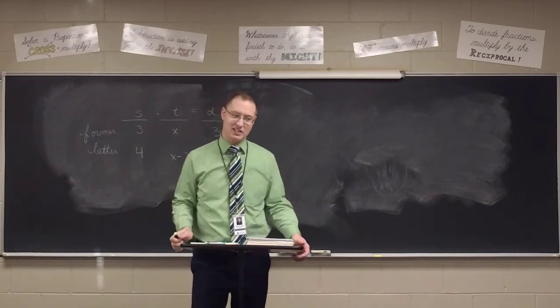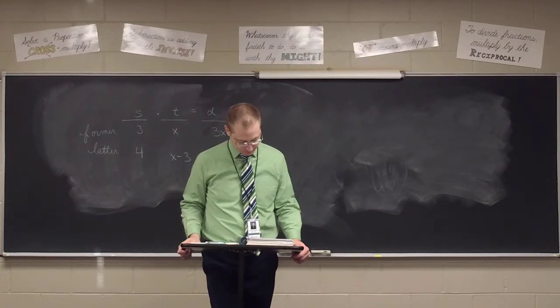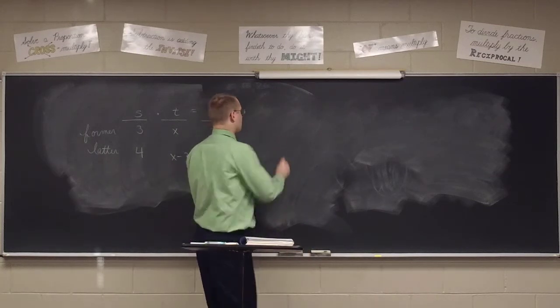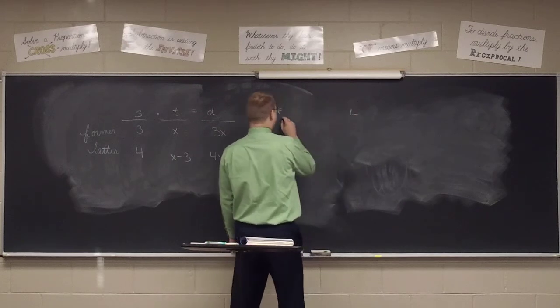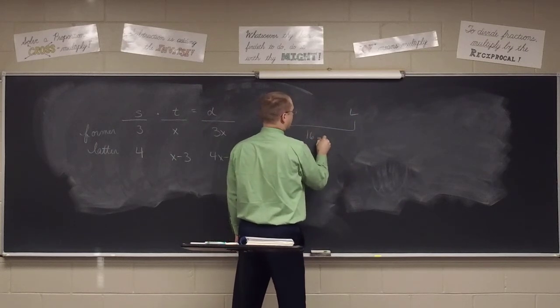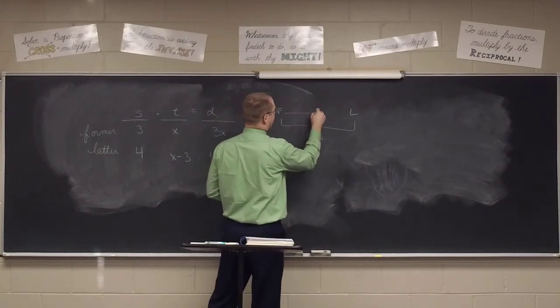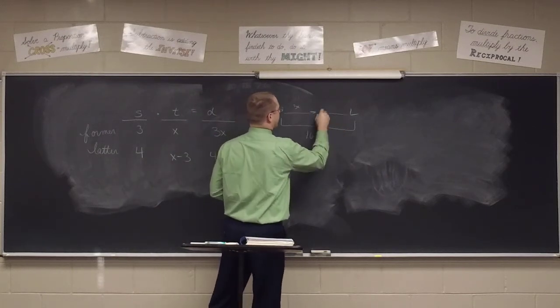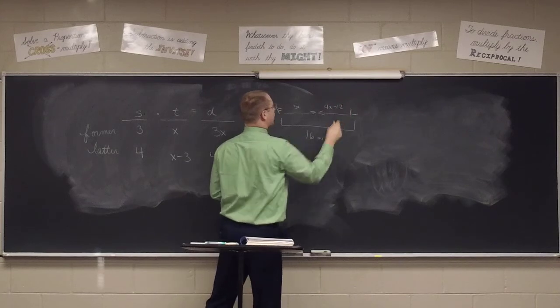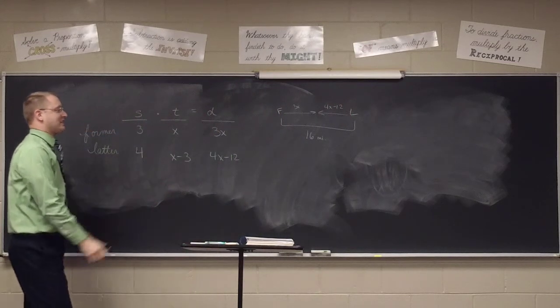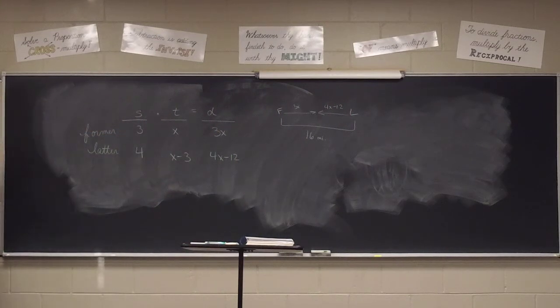Now, there's one number we haven't used yet. What's that last number, Brecken? Back to you. 16 miles. So, former and latter are 16 miles apart, and they must be together. So the former walks 3x miles. The latter walks 4x minus 12 miles, and they finally meet. All right? What's the equation going to be here, Brecken?